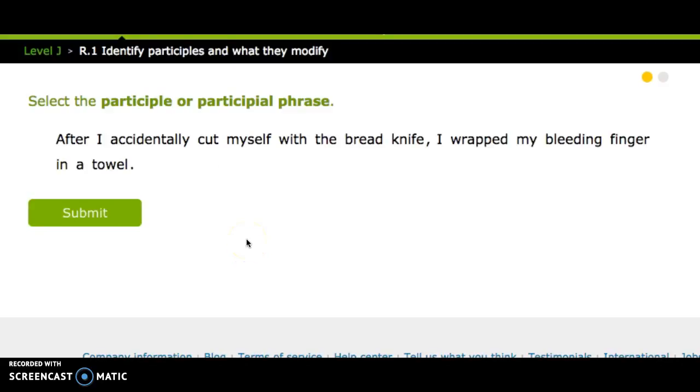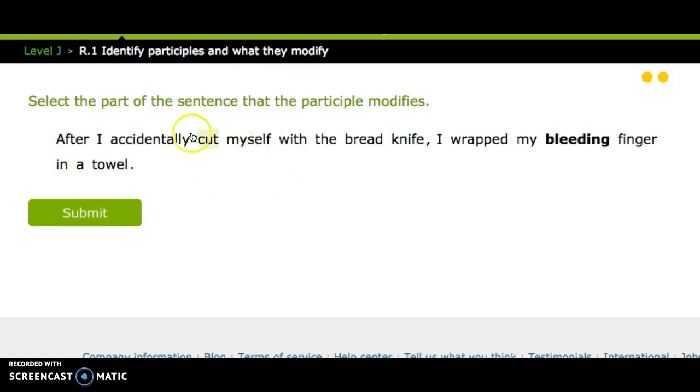After I accidentally cut myself with the bread knife, I wrapped my bleeding finger in a towel. So here I see wrapped and bleeding. Wrapped is acting like the verb there, I wrapped. That's what they're doing. Bleeding, however, is modifying finger. So bleeding is acting like an adjective, ending in ing. It is a participle.